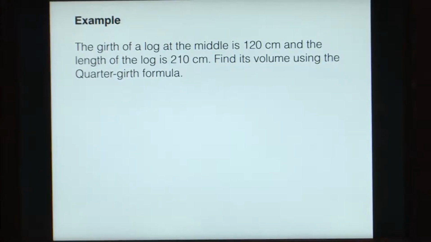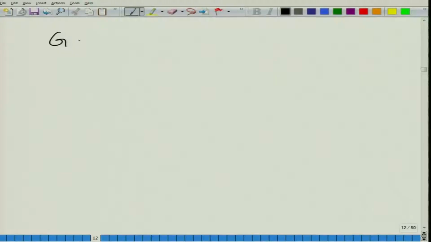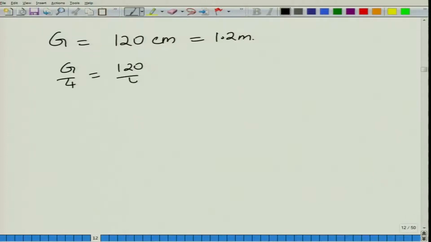It states that the girth of a log at the middle is 120 centimeters and the length of the log is 210 centimeters. We need to find its volume using the quarter girth formula. So, we are given two things. The girth at the middle is 120 centimeters, that is 1.2 meters. So, what is the quarter girth? G by 4 is equal to 120 by 4, or 30 centimeters, which is 0.3 meters.